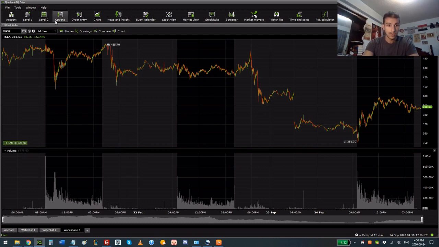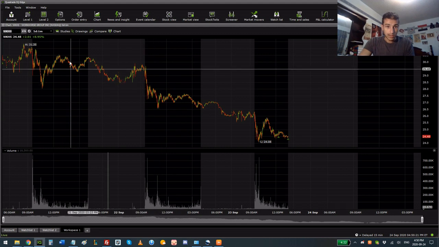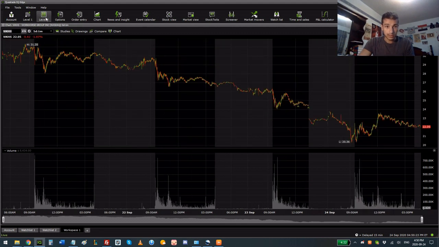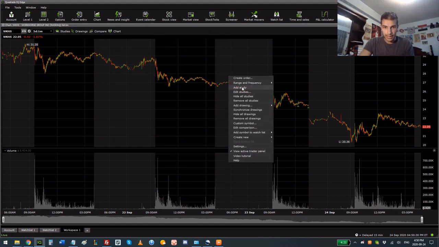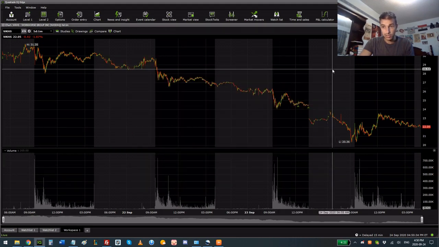You can go and see other stocks as well, and then you can enter orders. You can see the level 1s, level 2s. You can check news. You can see when earnings are. There's just so much to do. You can add different markers to your charts. There's just so much more.